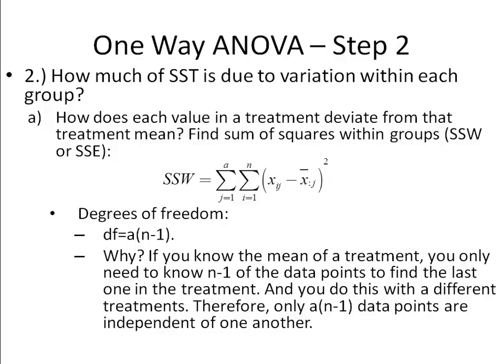That's because if you know the mean of a treatment, you only need to know little n minus 1 of the data points to find the last data point in the treatment. And you do this with A different treatments. Therefore, only A times n minus 1 data points are independent of one another.